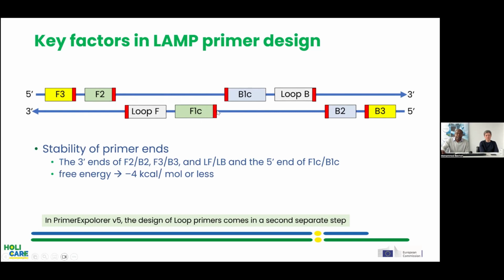So you always have to check the 5' ends of your F1C and your B1C parts of the FIP and the BIP primer. The requirement of the program is that it calculates the free energy, and it should be -4 kilocalories or less. So if it's -5, it's going to be even better stability than -4, and -6 is even much more stable.